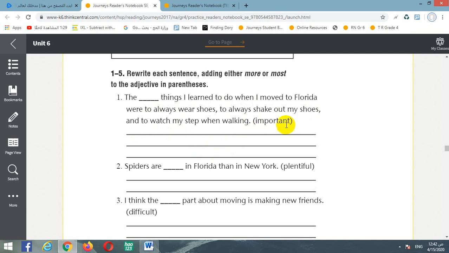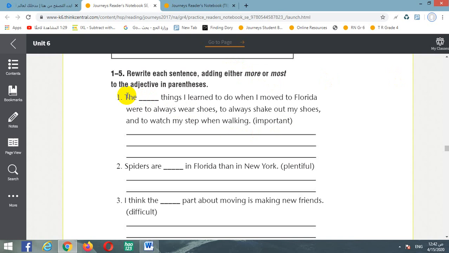Use the adjective important. Here we have the. So it will be more or most. Yes, excellent. It's most. The most important. So number one, most important.